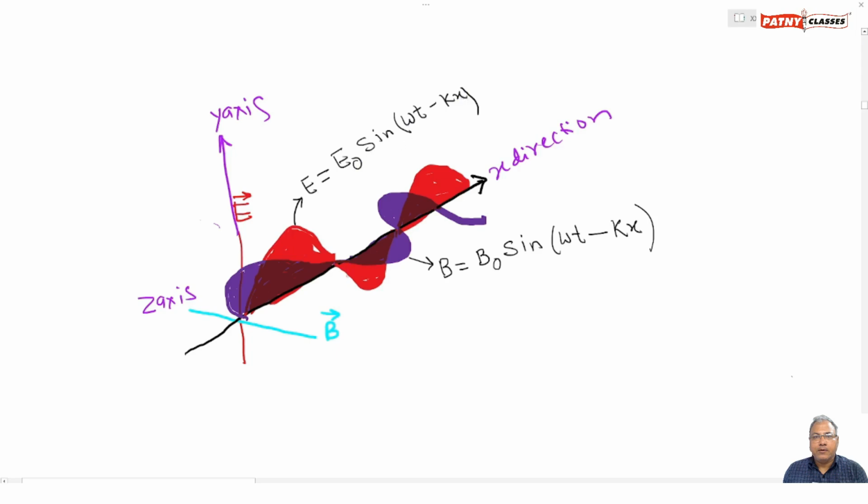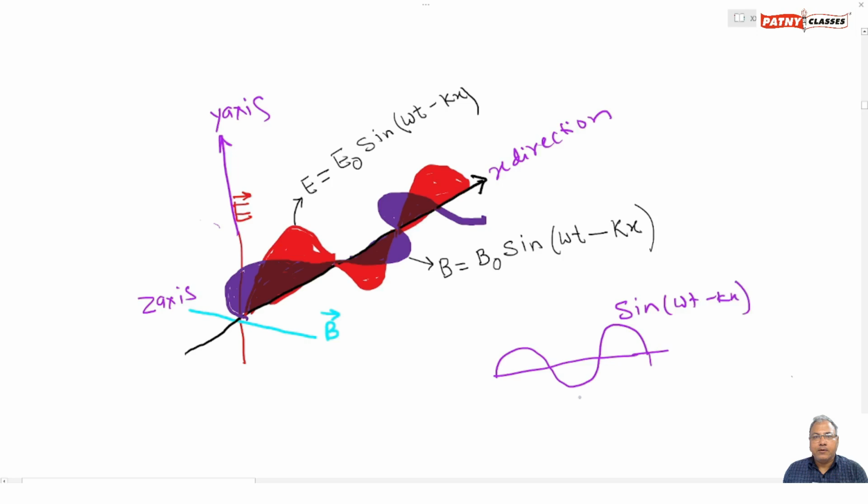It is called a sinusoidal wave. If any wave has this type of wave shape, and it is expressed using sin of omega t minus kx, then that type of wave is called a sinusoidal wave. So in an electromagnetic wave, the electric field is a sinusoidal wave, and the magnetic field is also sinusoidal. So both are sinusoidal, but they are not in the same direction.